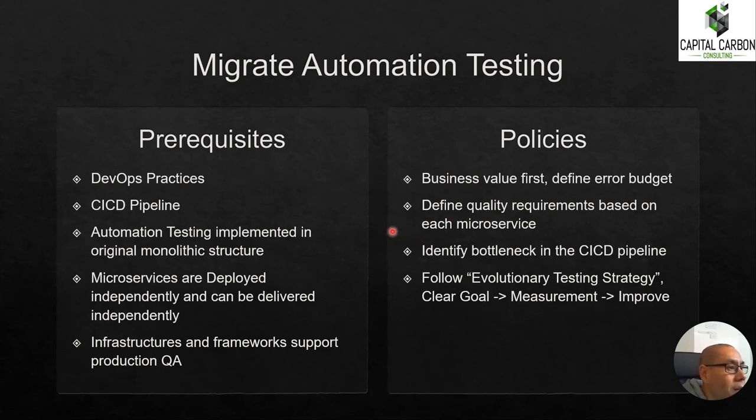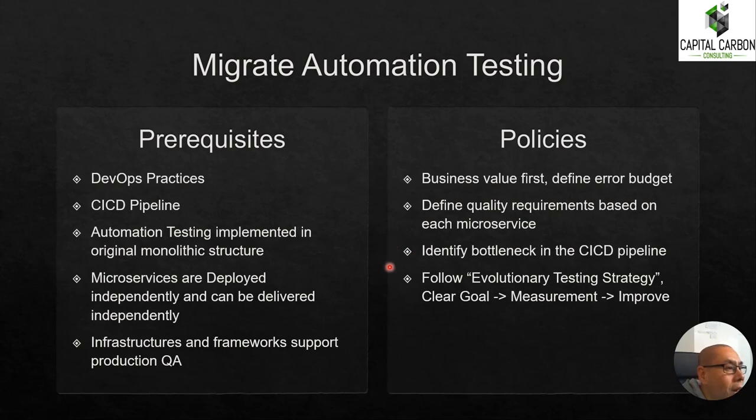The next policy is to define the quality requirement based on each microservice. The next thing is to identify the bottleneck in the CI/CD pipeline, I mean in your original pipeline, in your monolithic CI/CD pipeline. And then after you migrate some of the monolithic into microservices, try to find the bottleneck in your microservices CI/CD pipeline, and then try to update it to implement the automation testing into the pipeline.